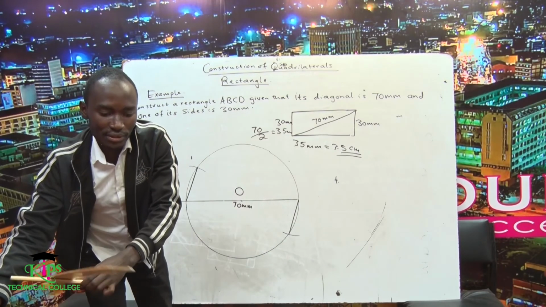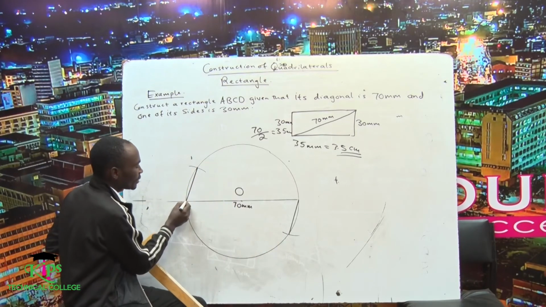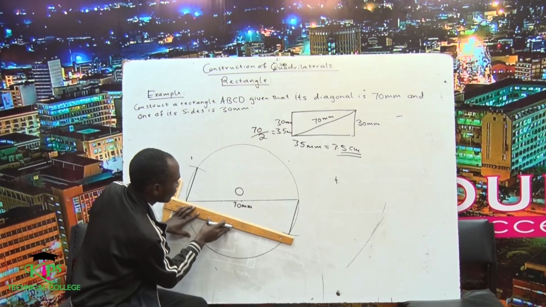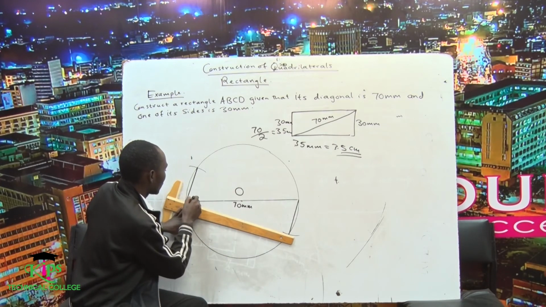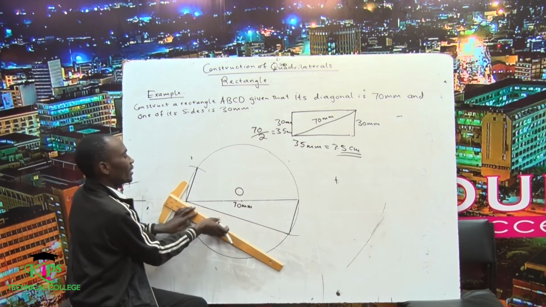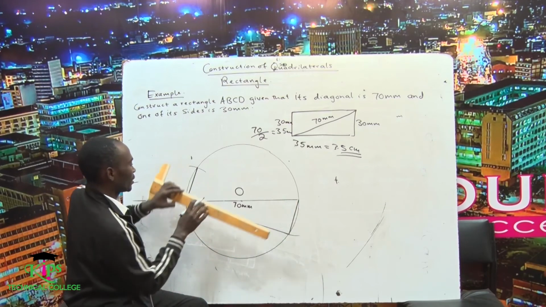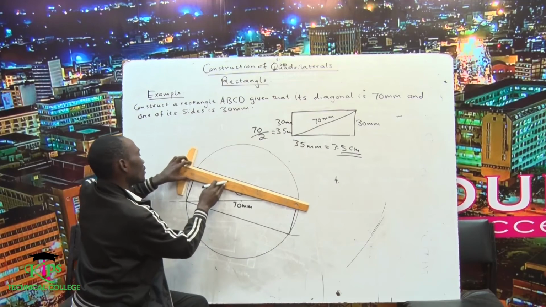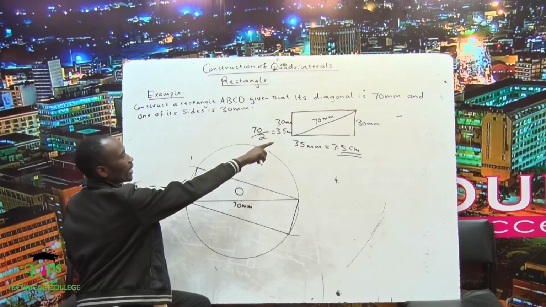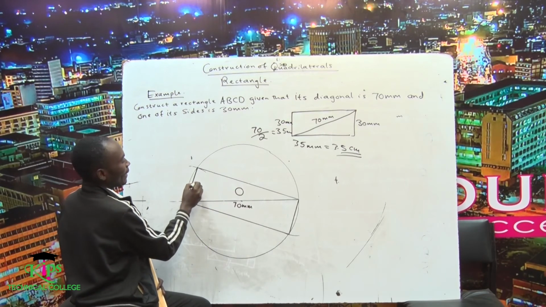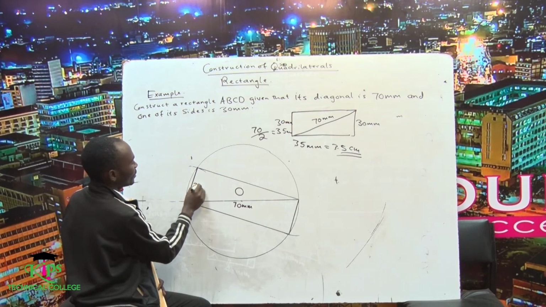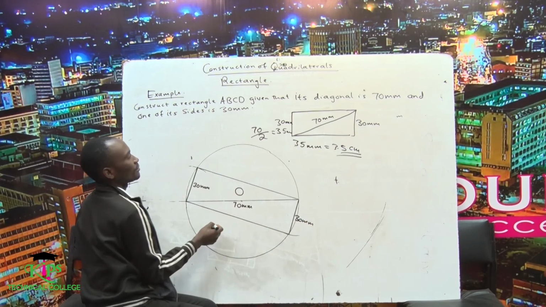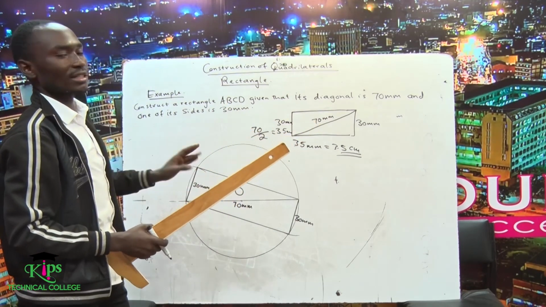Then also, let me take this because it is my longest ruler for now. So I will now join this point and this point. Then again, I will also join this point to this point. So now you can see I have my diagonal as 70 millimeters and my length and my width as 30 millimeters. So this is 30 millimeters. This is also 30 millimeters. So that is how I get to construct my rectangle.